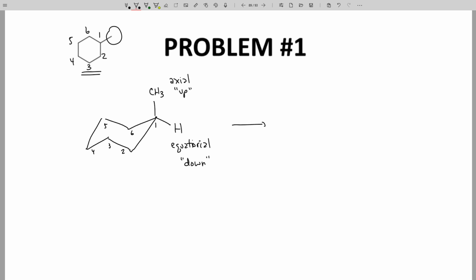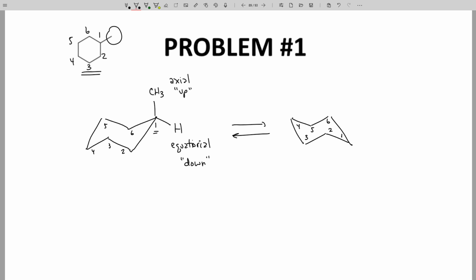This chair is in equilibrium with another chair conformation. Let's draw that chair. Did a little better job on that chair. Let's again number our carbons. Note that carbon 1 is on the far right in our left-hand structure. In our flipped chair, it's also going to be to the right.